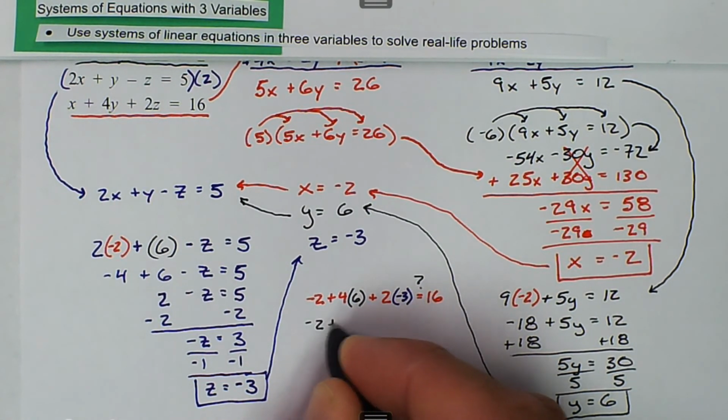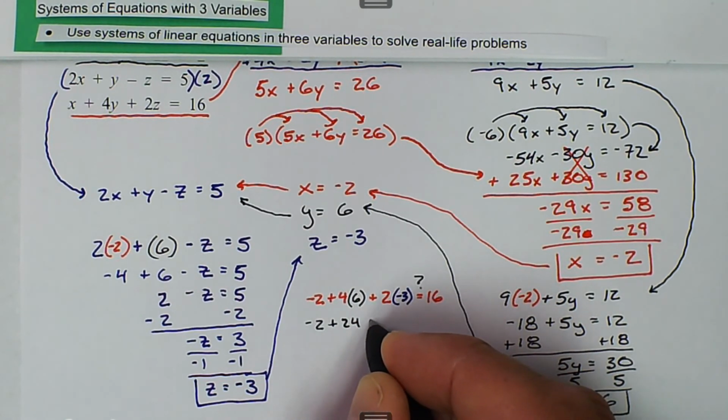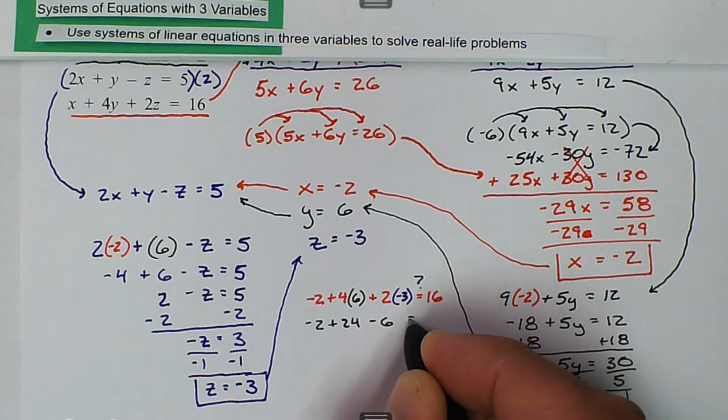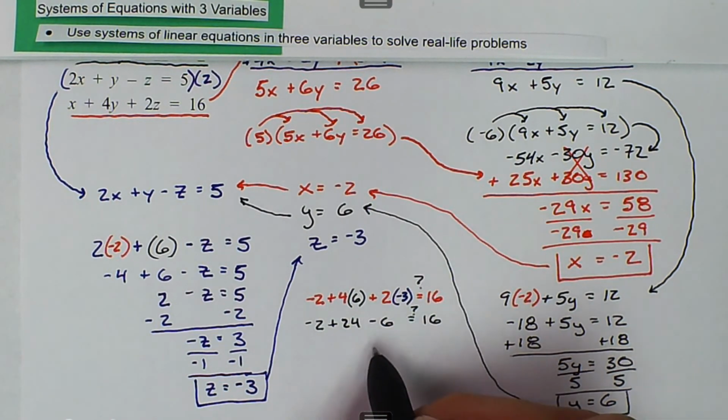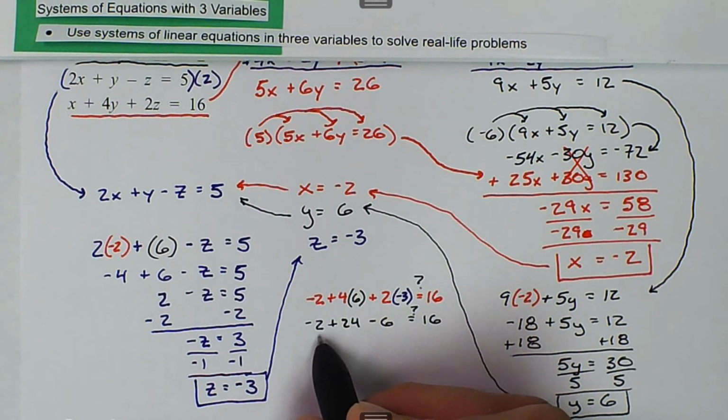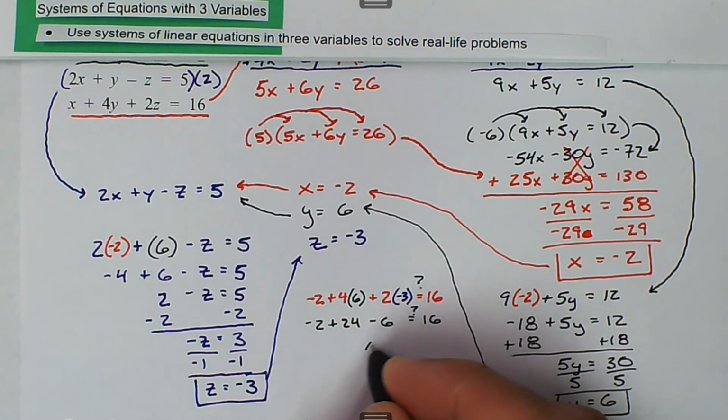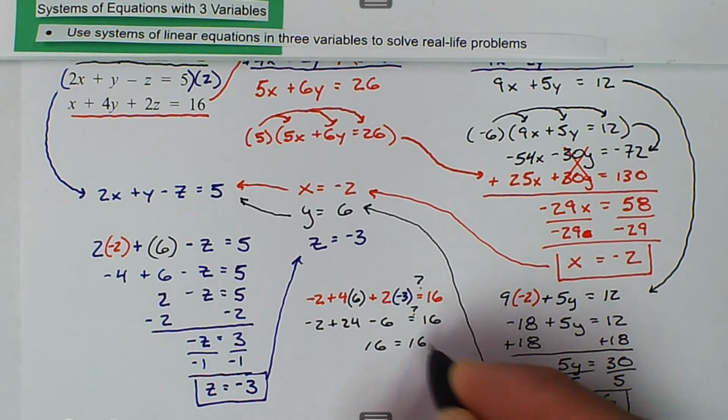So then we have -2 plus 24 minus 6 is equal to 16, and we're still checking that. So 24 minus 6 is 18, minus 2 is 16. So we get 16 equals 16. And so it works right there. That was our check.